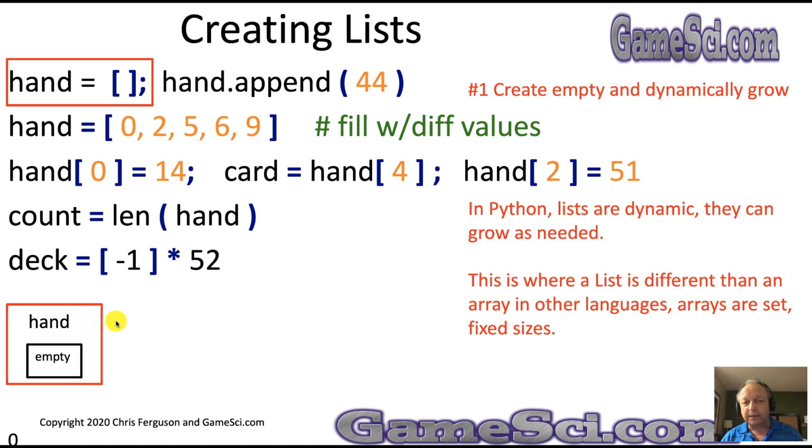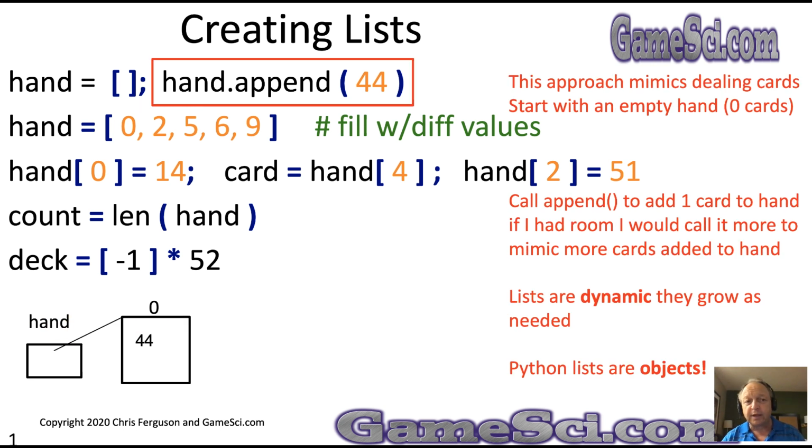A quick note about lists. Lists are reference variables. We talked about objects before. The actual object variable is a reference to another thing. Well, hand will be a reference to a list object. And let's see the list object now.